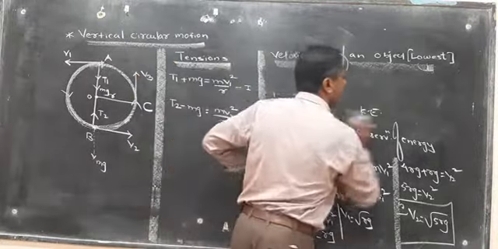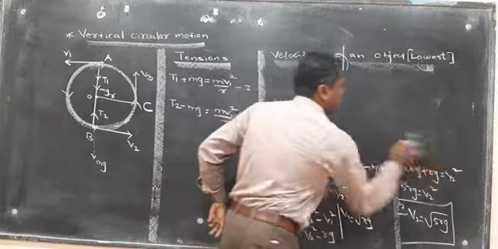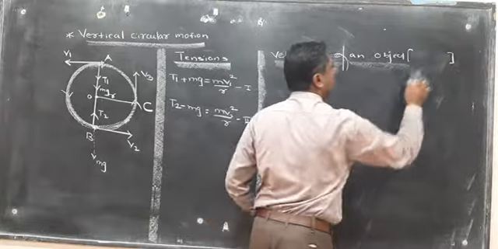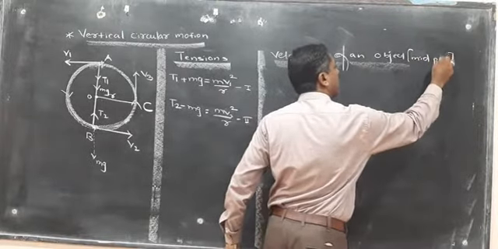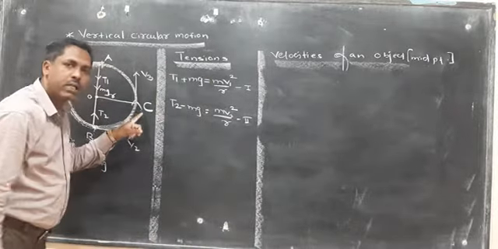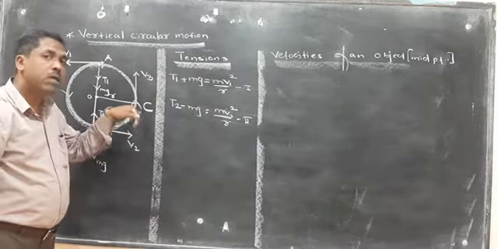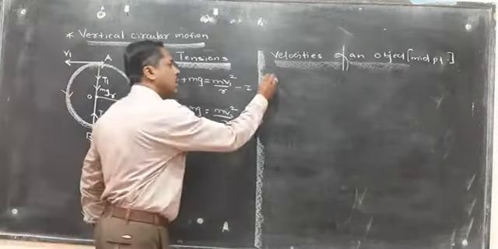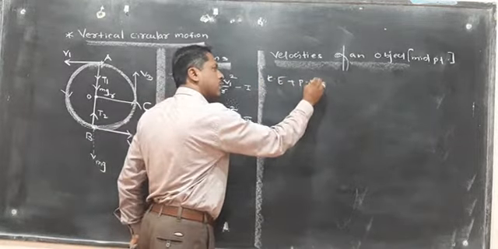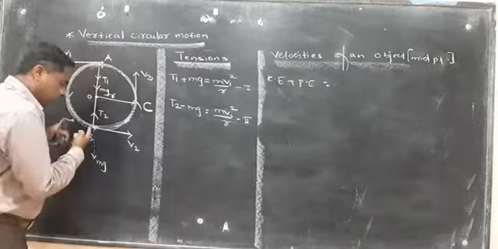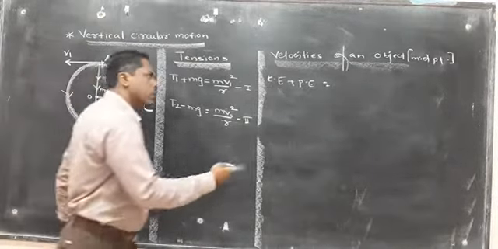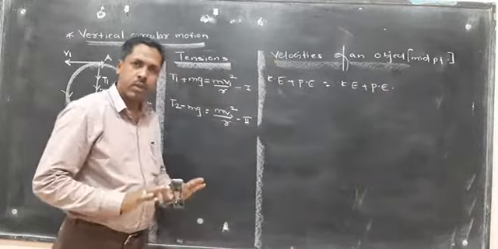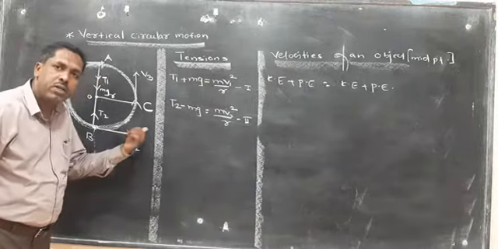Now, let us consider the velocity of an object at the midpoint, that is at point C. How will it come to point C? From bottom to top. At the bottom, it has certain kinetic energy and certain potential energy. From the bottom, it is moving to the midpoint. At the midpoint, it also has certain kinetic energy plus certain potential energy. It is in moving condition, that's why kinetic energy and potential energy.